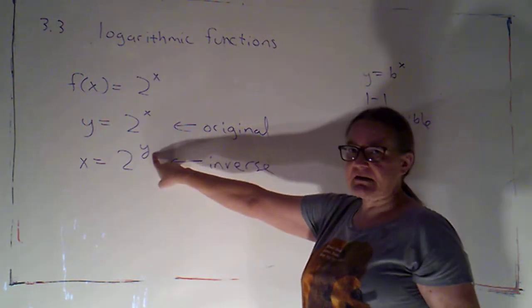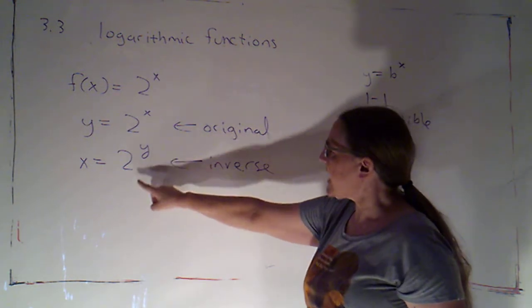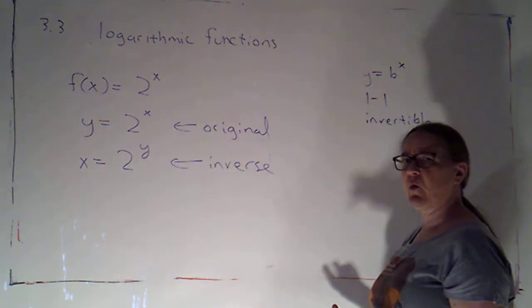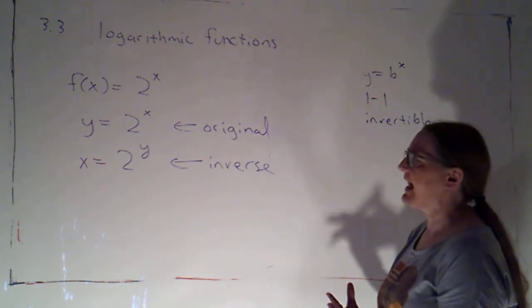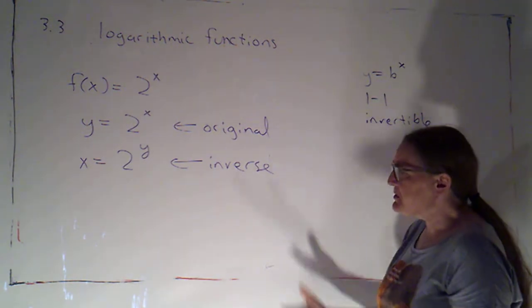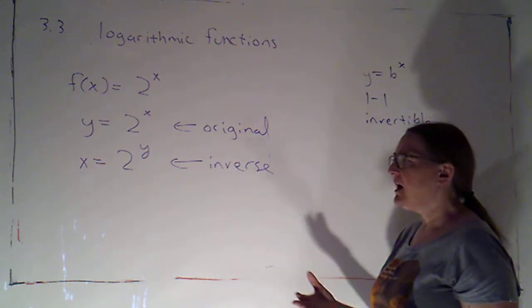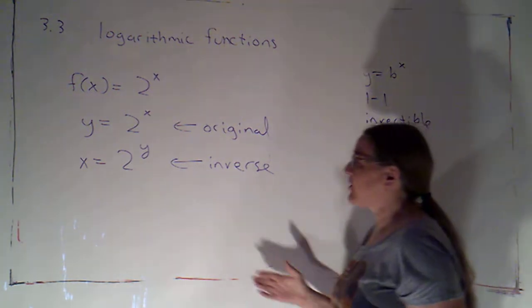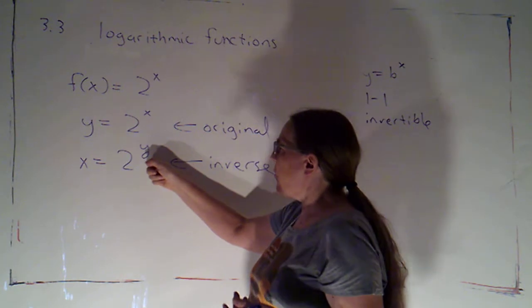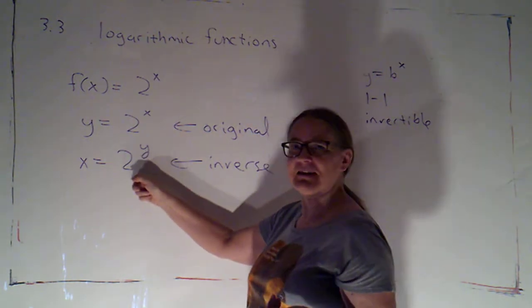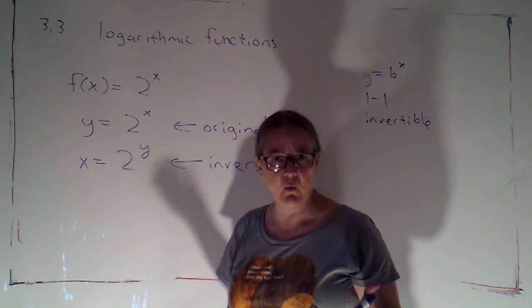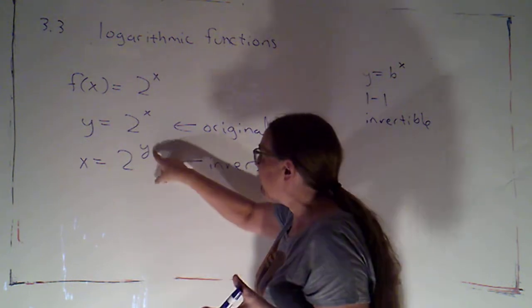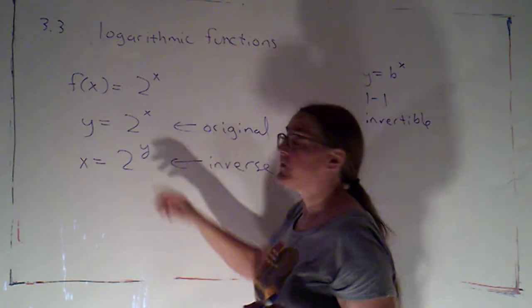Because now I want to solve for y. And I don't have a nice way of undoing that. I'm taking 2 to the yth power. A root isn't going to help. I could try to take the yth root of this, but then I'd get 2. I wouldn't get y. I need to solve for the exponent.